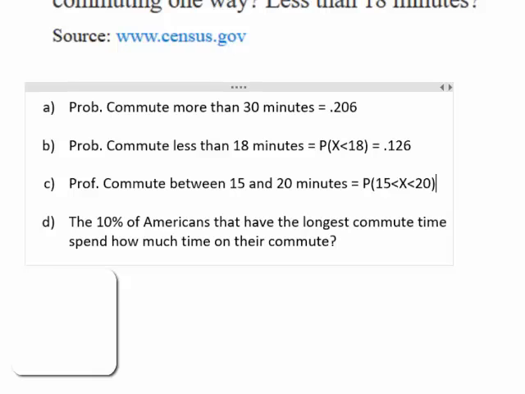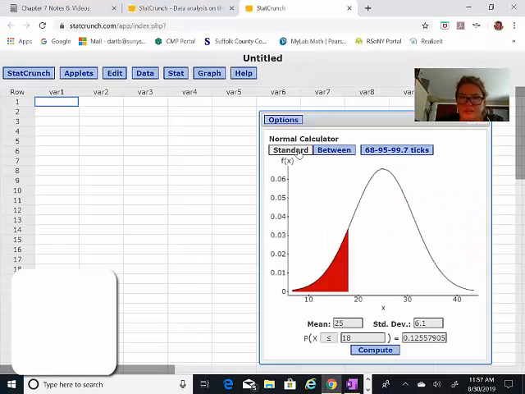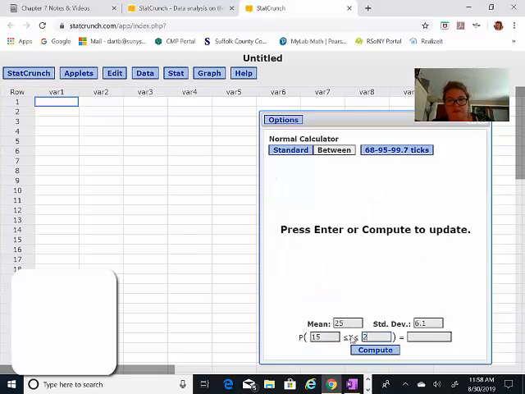So notice that the x, the variable value, is stuck between the 15 and the 20. And so this is a between question. In StatCrunch, you're just going to click on between. The less than and the greater than are standard. For between, you have to switch over. Our mean and standard deviation are still the same. We want between 15 and 20.